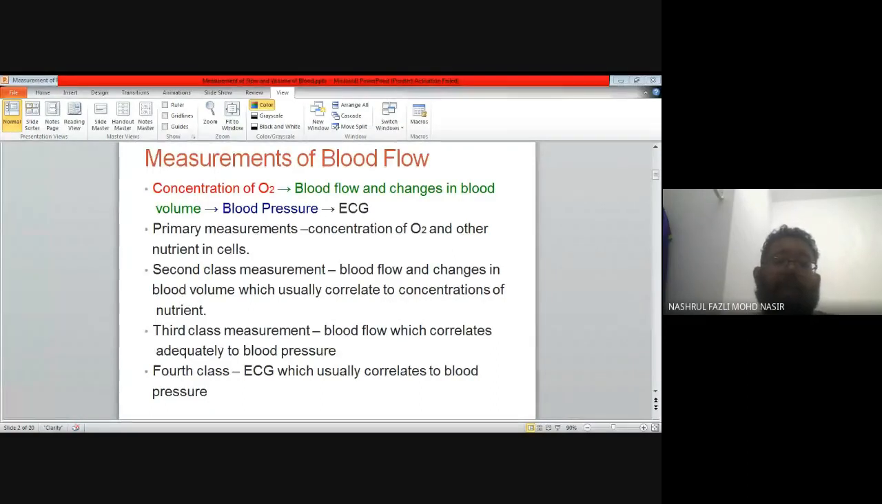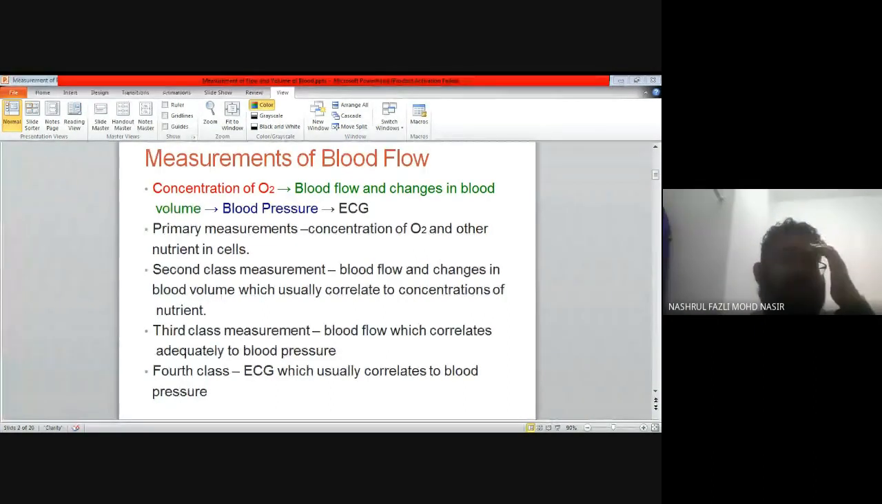During this COVID, you use SpO2 to measure your amount of oxygen. If your reading is lesser than 95%, you should go to the doctor. And then the second class of measurement is blood flow and changes in blood volume.